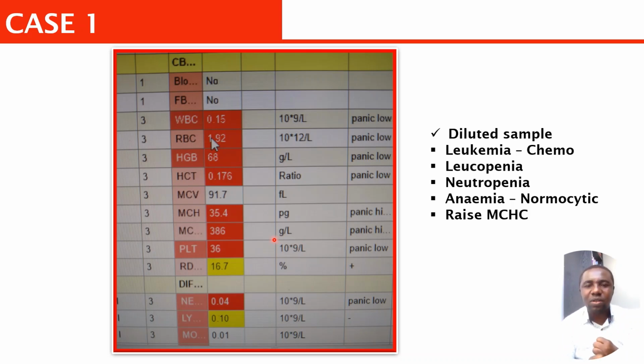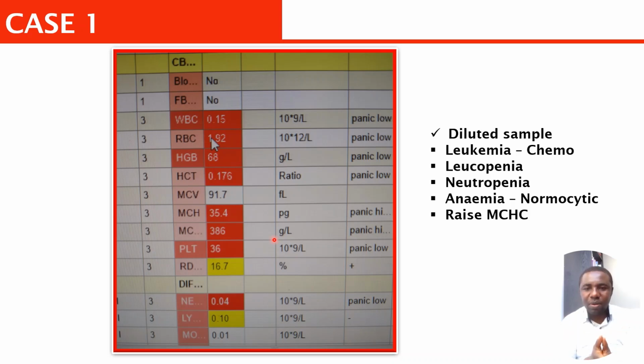The total white cell count is low. Of course, the red blood cell count is low. Hemoglobin is low. Hematocrit is low. But MCV is normal, okay? Then you look at MCHC, it is a little bit high as well. The platelet count is very low, and of course there's a neutropenia, okay?